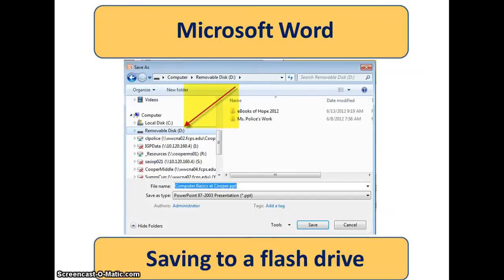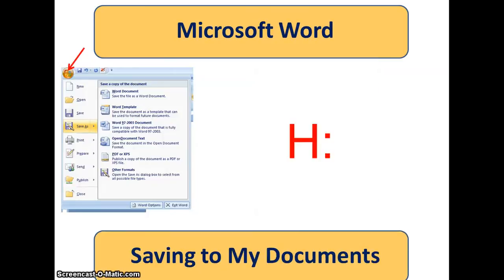If you want to save to a flash drive or jump drive, what you would want to do is once you insert your drive, wait for your computer to recognize it. Usually it's going to be your D drive and say something like removable disk. The benefit of having a flash drive is that you are able to access your documents from any computer that you've plugged your flash drive into. With the H drive, you are only able to access your documents on an FCPS computer.